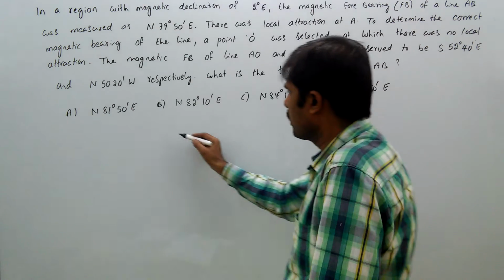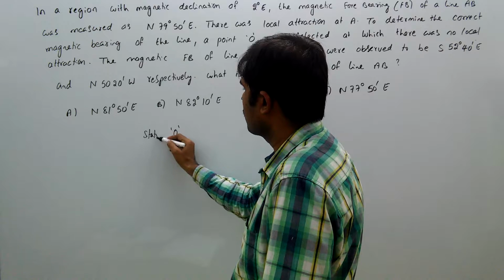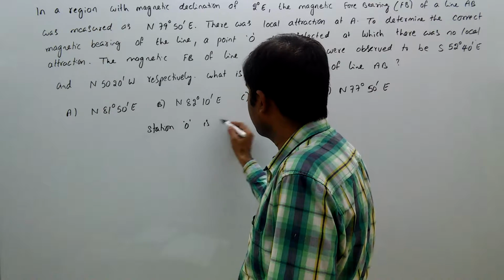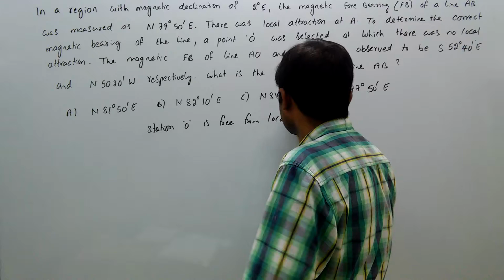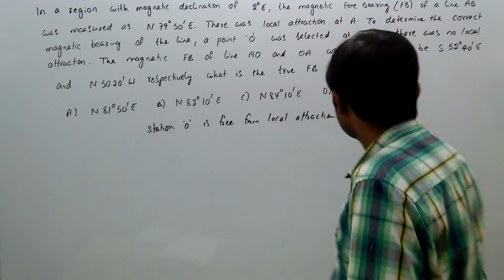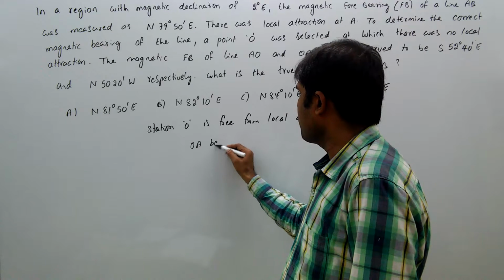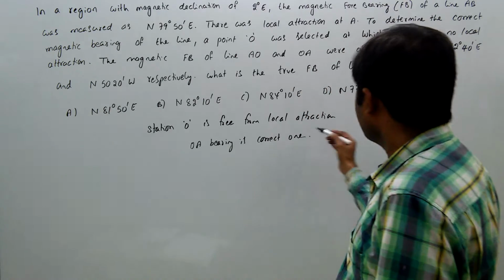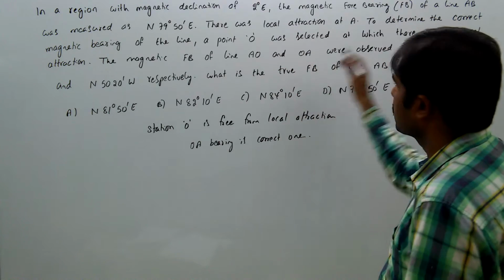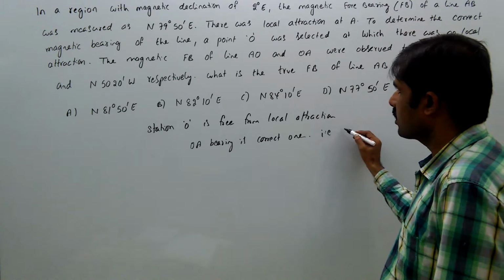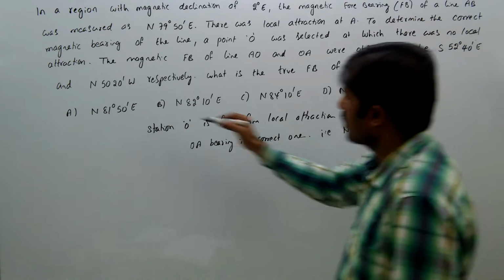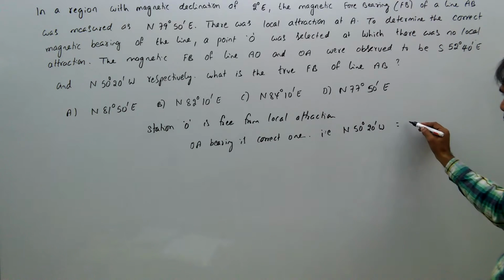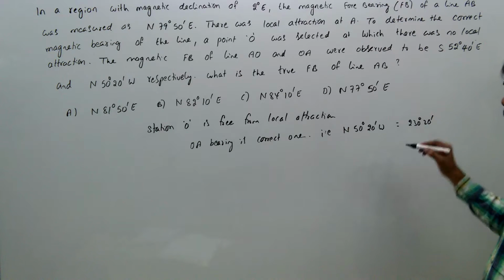Now we know station O is free from local attraction. That means the OA bearing is correct. What is the OA bearing? It is north 50 degrees 20 minutes west, that is northwest, which is 230 degrees 20 minutes. It is the correct one.